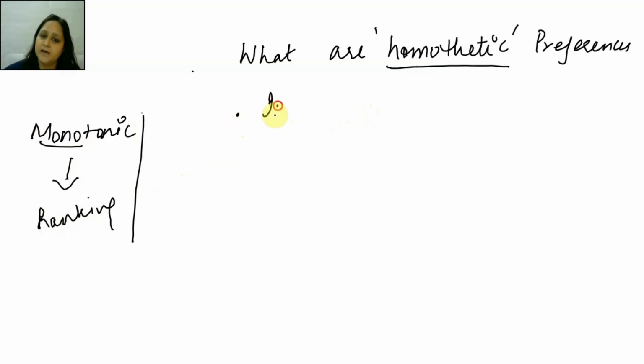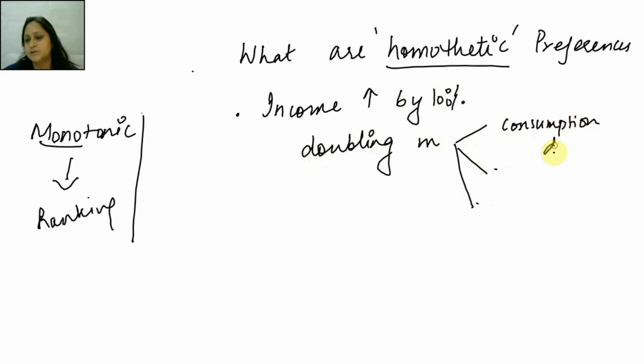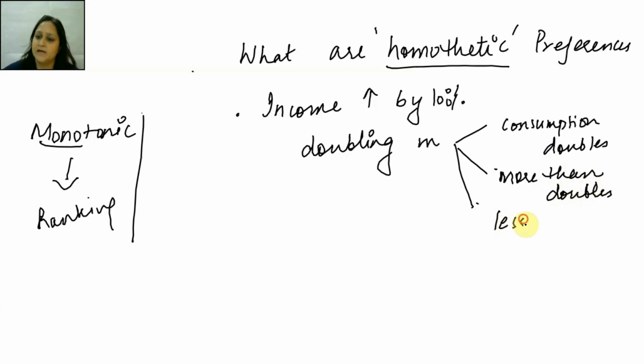जब हम income increase करते हैं, let's say I increase my income by 100%, which means I'm doubling my income. तो उसका impact कैसे पड़ सकता है? There can be three ways that can have an impact. One is when I double my income, my consumption or my quantity also doubles. Second is it more than doubles. And third is it less than doubles.